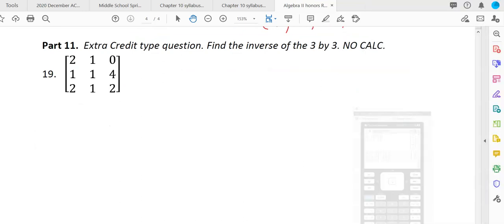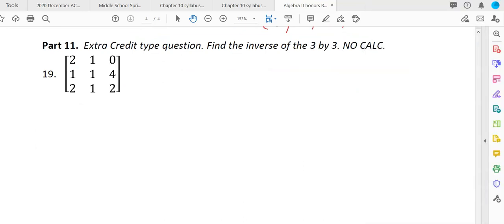So this is the last one. Just good practice for you. Again, there's going to be a 10-point extra credit problem on the test. So I'm going to first do the minors. To get that, you mentally cross out the row and column there.